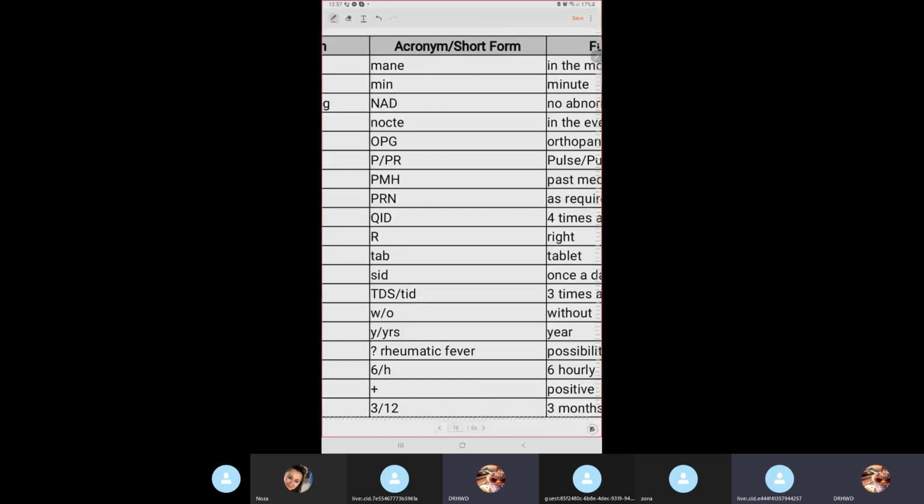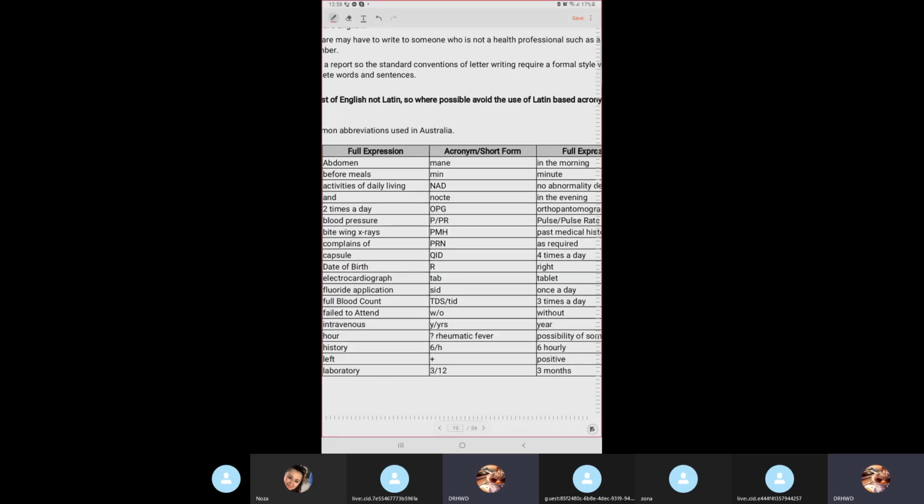Yes, Dr. Narjender, is this table to be used or to avoid? This is to be avoided. You would not be using these abbreviations. These are not allowed.